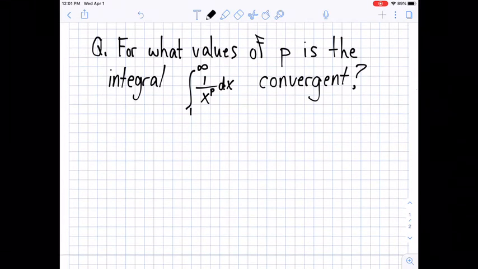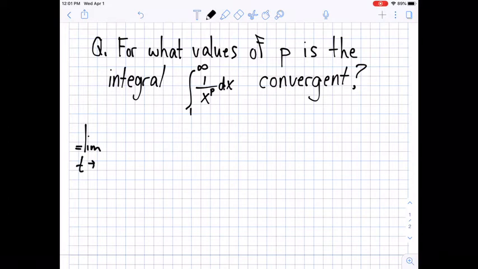So here we have our question: for what values of p is this integral going to be convergent? So we have to actually set up this improper integral and evaluate it. Right away, it's type 1. Okay, we have t approaching infinity. We introduce our parameter. We do the integral from 1 to t.